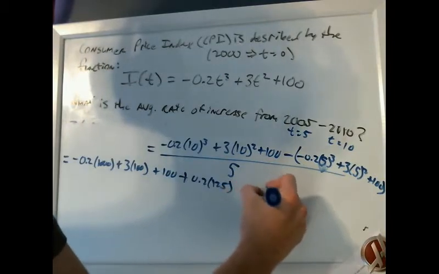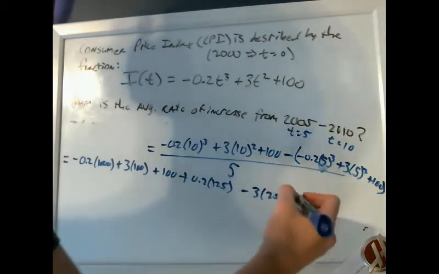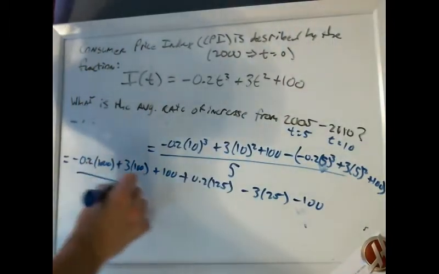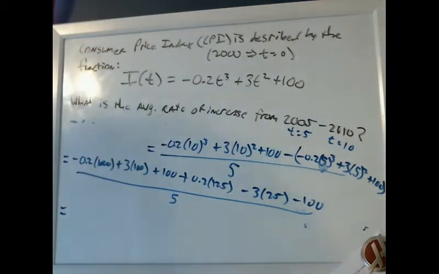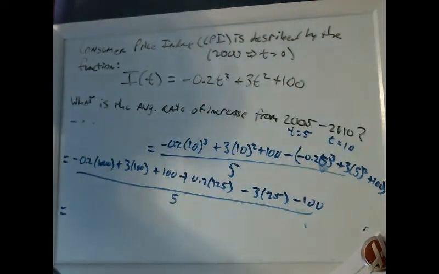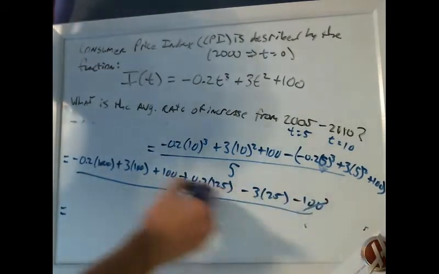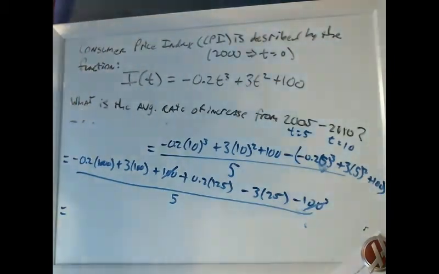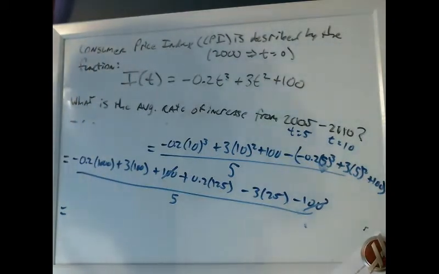Minus 3 times 5 squared, which is 25, plus, because of the minus sign we're distributing, 100, all over 5. Okay, so we've eliminated our parentheses, so now we have just some terms here that we can probably combine. Here we have a minus 100 and a plus 100, so those are gone. And that's probably going to do it. So at this point, if you want some help of a calculator, feel free to do that.